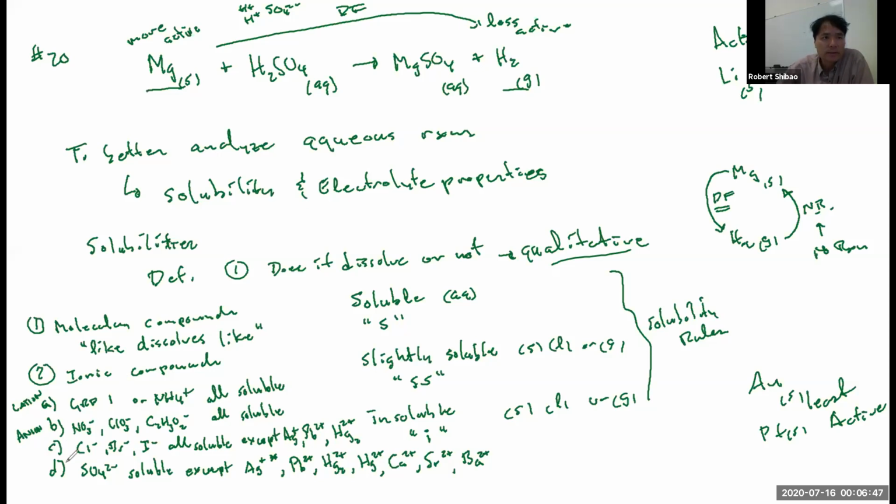Okay, so B, C, and D are anions that are mostly soluble. Then we're going to go to anions that are mostly insoluble next. And so what are the anions that are mostly insoluble? Let's take a look at some of these here.